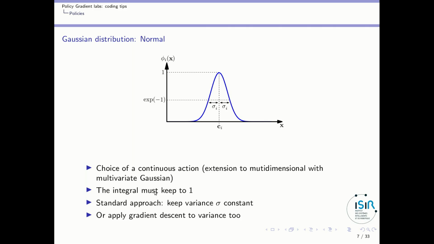One point is that the integral must keep to 1, and you may either adapt the variance here to have a more peaked or a less peaked Gaussian or not. As you will see in the code later on, we will switch from one case to the other one. I just said that you can just keep the variance constant or apply gradient descent also to adapt the variance.